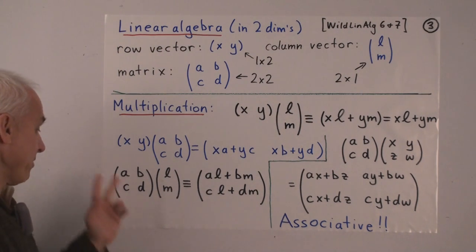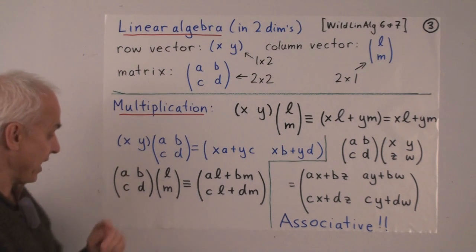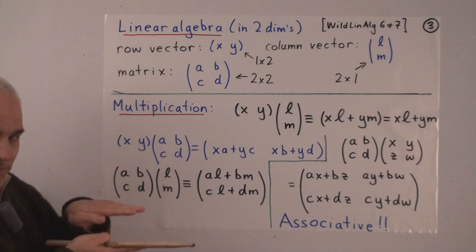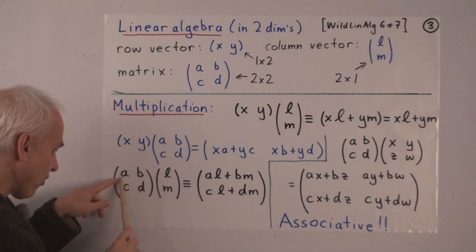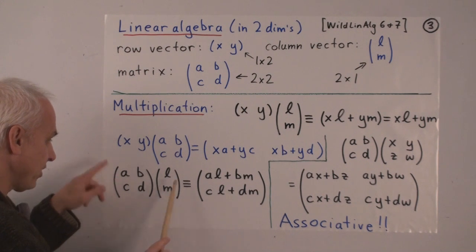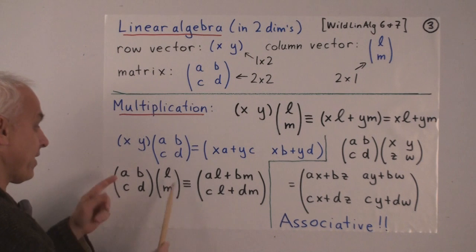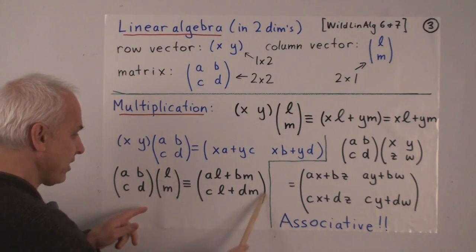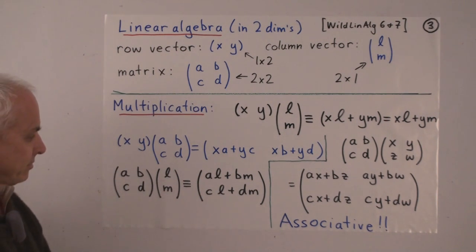Another possibility is to take a matrix and multiply it on the right by a column vector. In that case, we think about this matrix as being two row vectors, one on top of the other. And we think about this product as being multiplying this row vector by that column vector. So that's AL plus BM. There it is right there. And then the other operation, CL plus DM, right there, one on top of the other, because these are on top of each other.